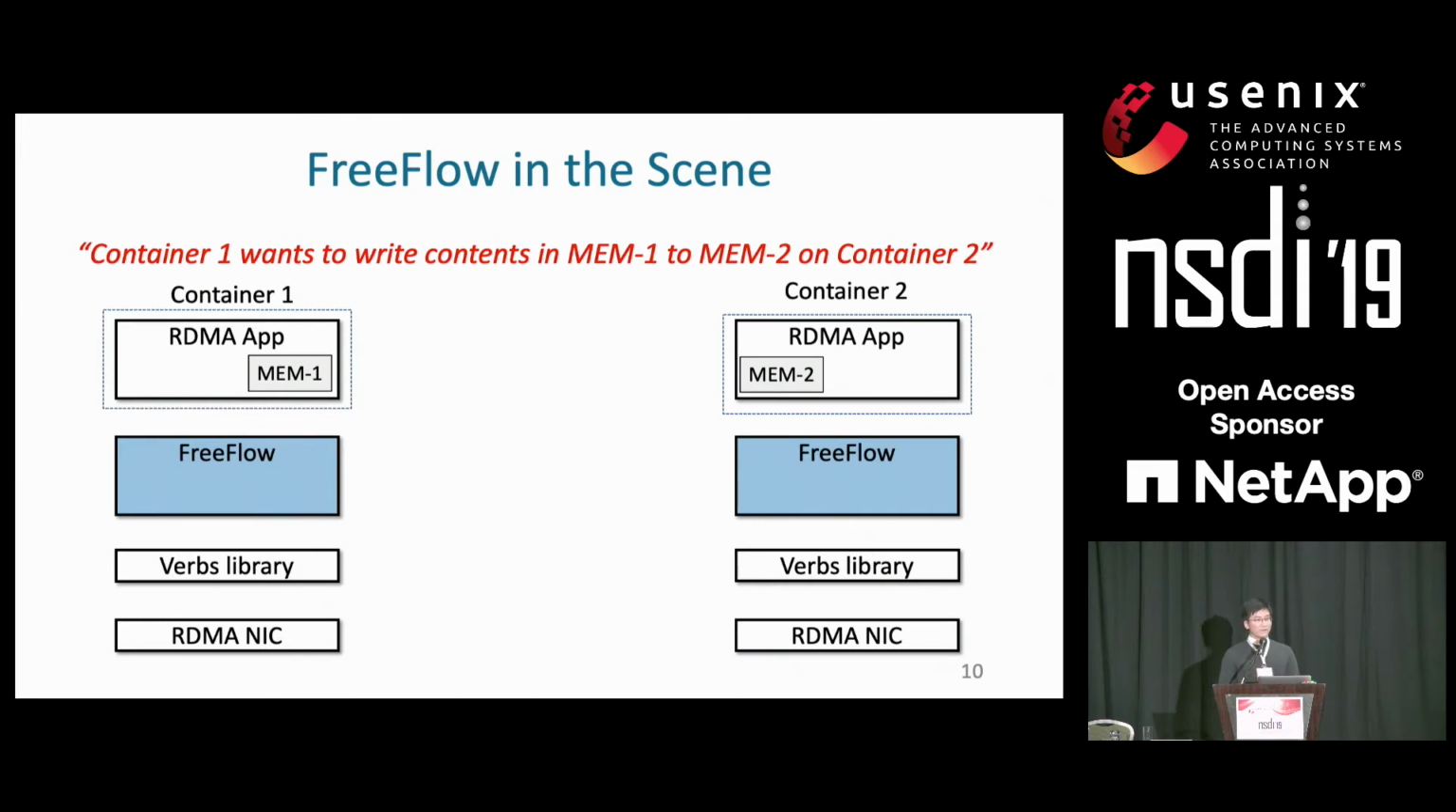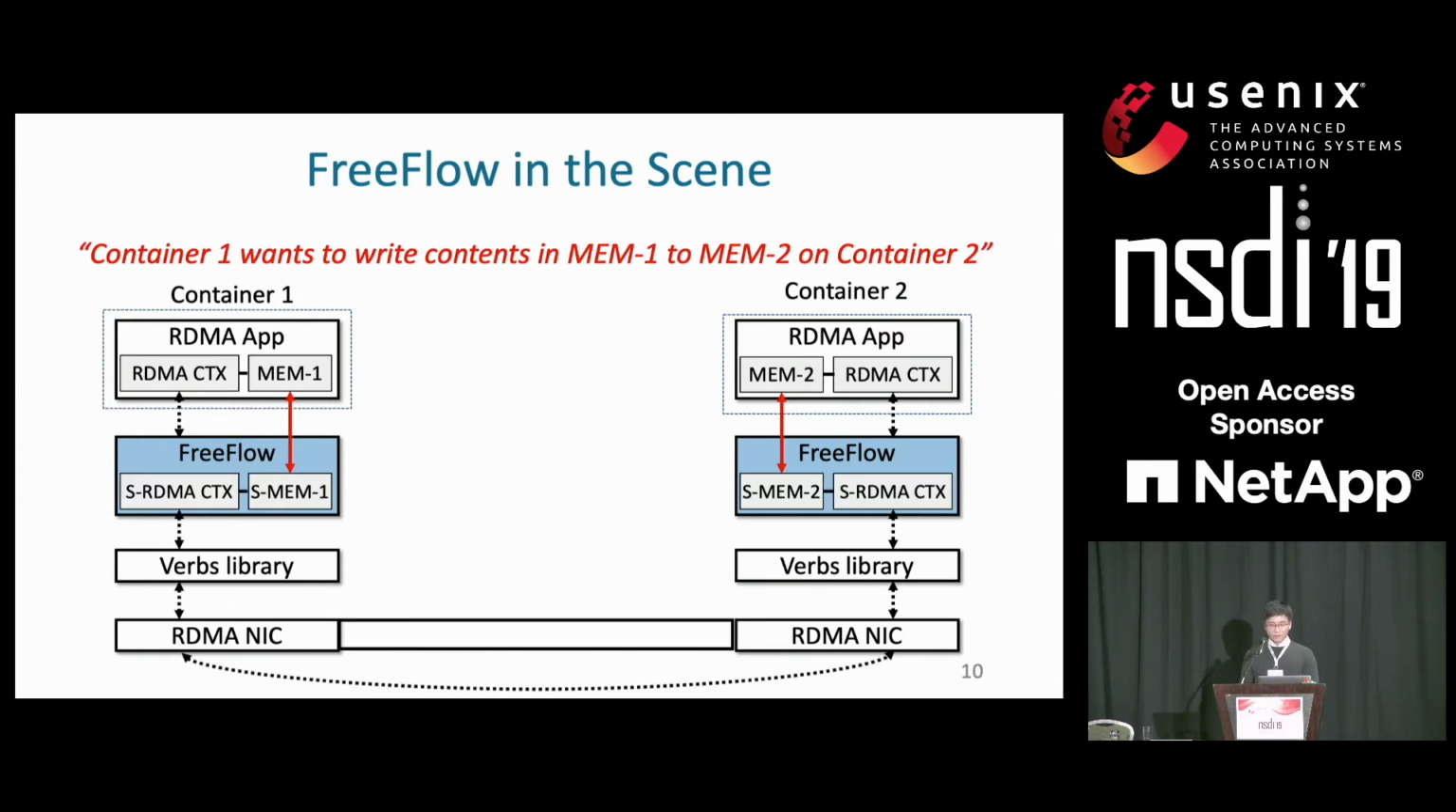Now let's bring FreeFlow into the scene. FreeFlow provides an app inside the container with virtual resources for both control and data path. When an app creates a context, the FreeFlow layer creates a shadow memory for the app's memory region. Later, in the data path, the NIC will directly access this shadow memory instead of the app's memory region. Because of this, these two memory regions must be synchronized.